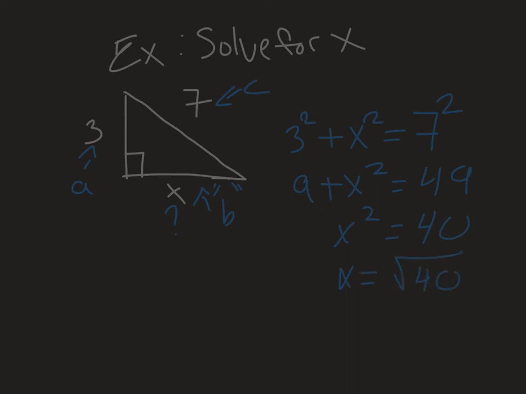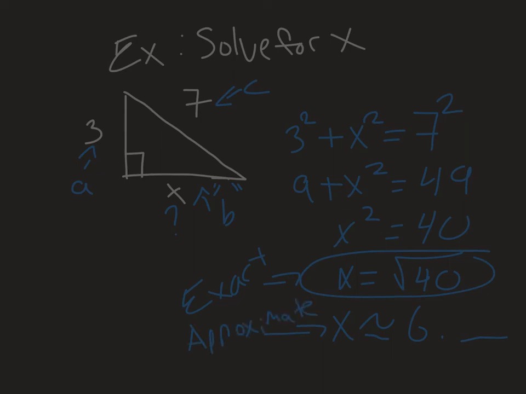And I think we can all agree this will be an irrational number, since it's not a perfect square. I think we can all agree that it would be somewhere between 6 and 7. So x would be roughly 6 point something, which we could run to the calculator and figure it out. However, this would be an exact solution right here. And if we needed to give an approximation, then we run to the calculator.